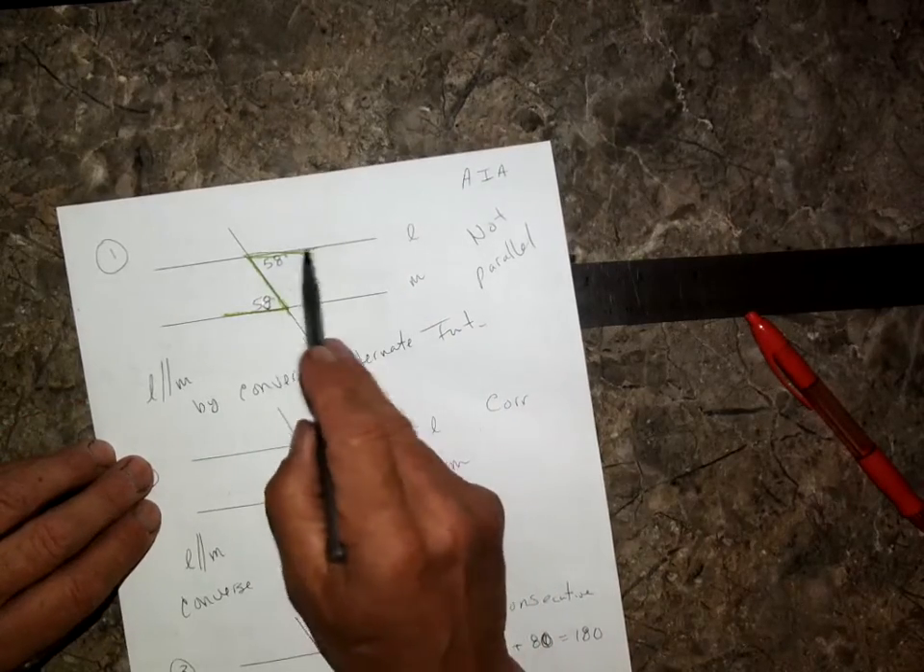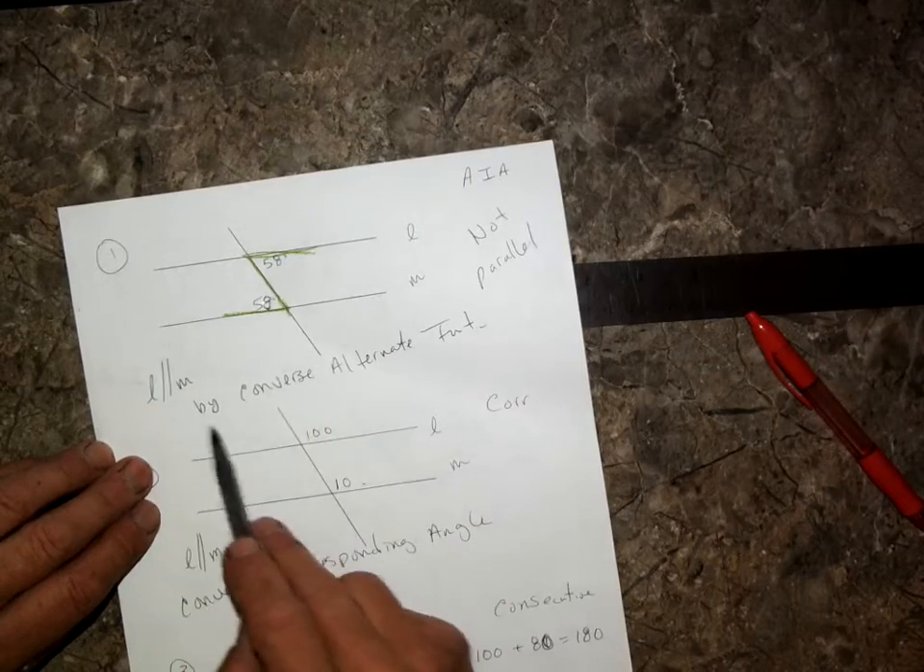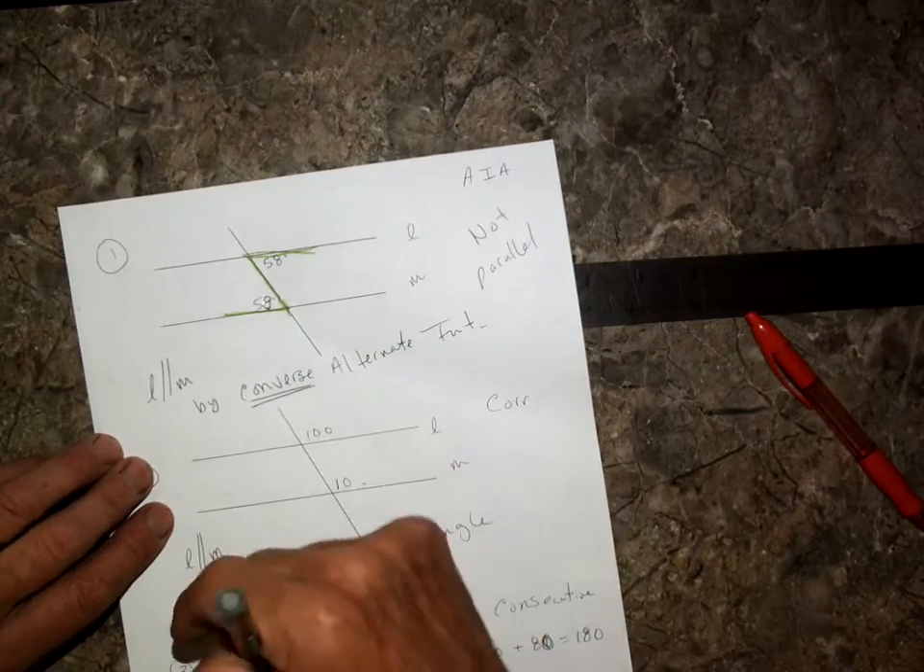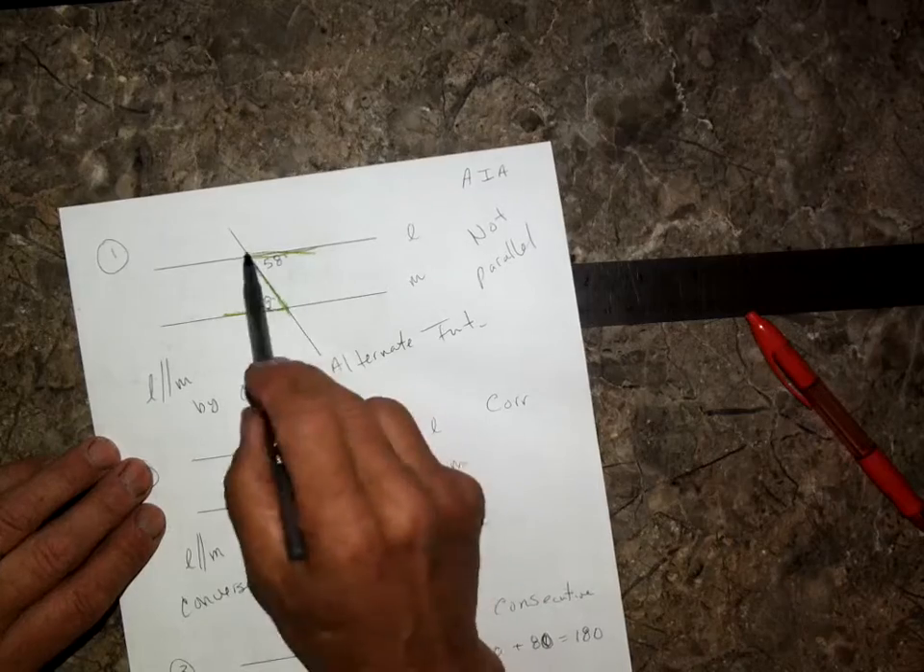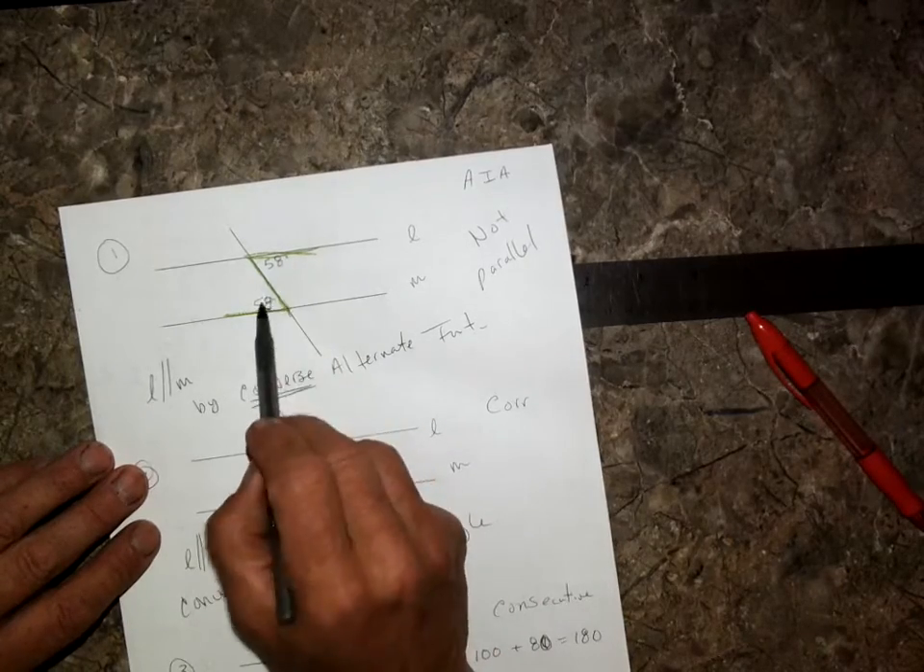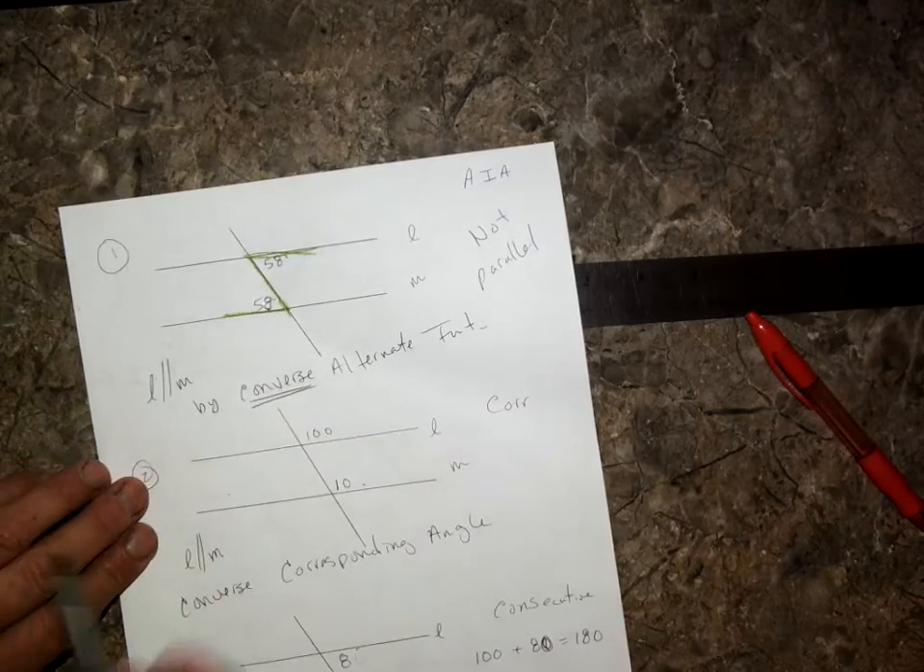58, 58. See the Z? Parallel by converse, because you're making them parallel by converse alternate interior angles. Okay, the alternate interior angles are equal, therefore the lines are parallel.